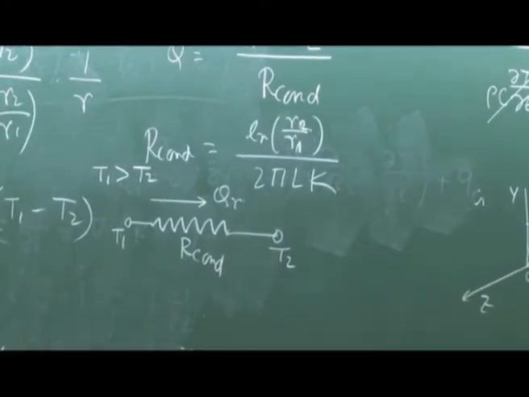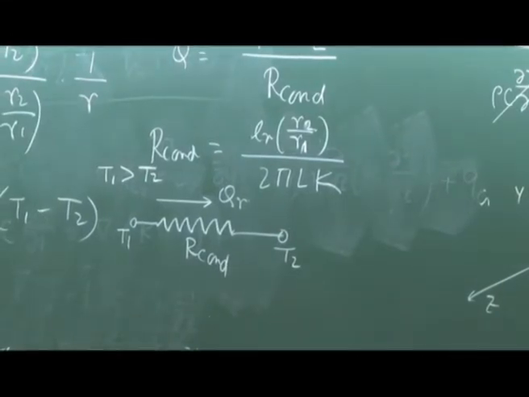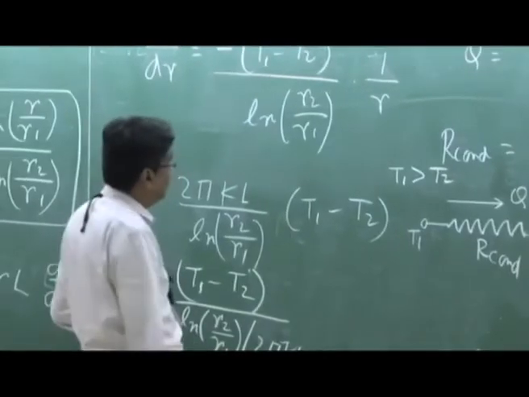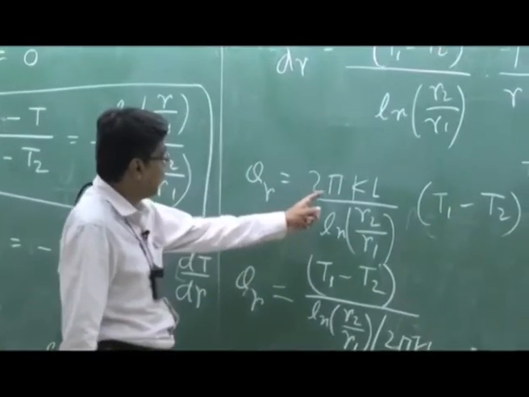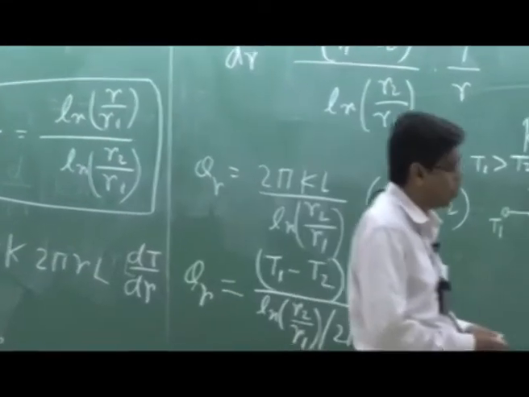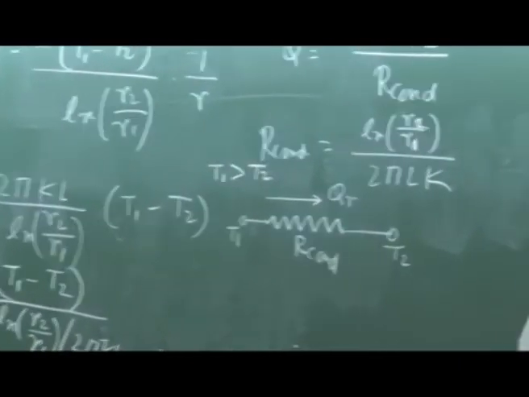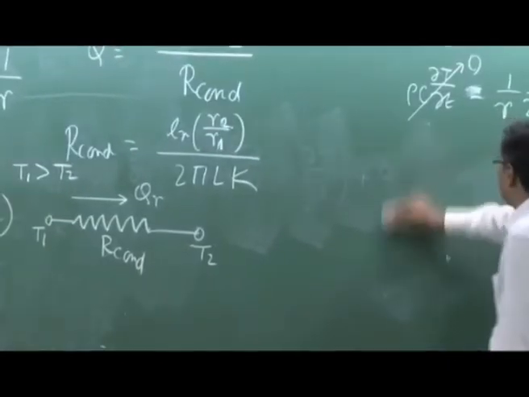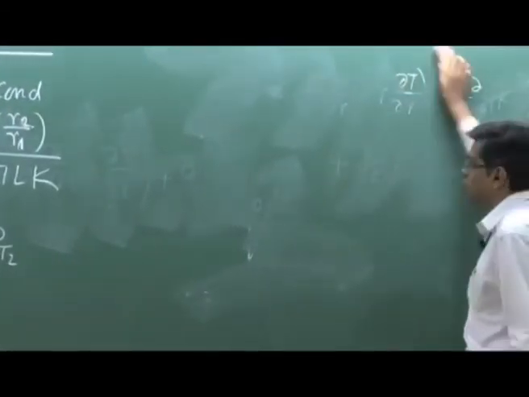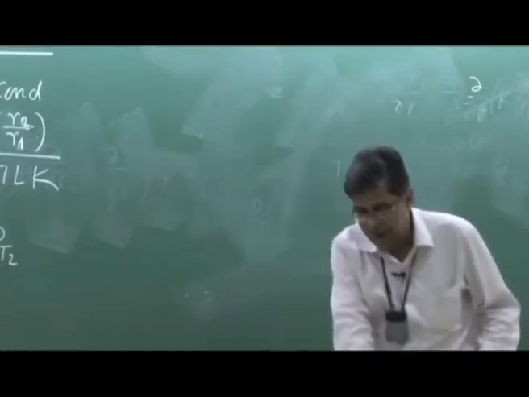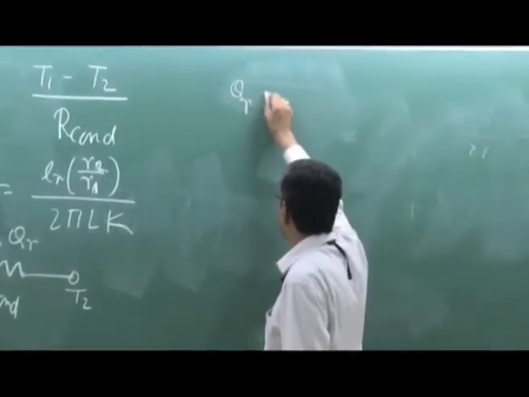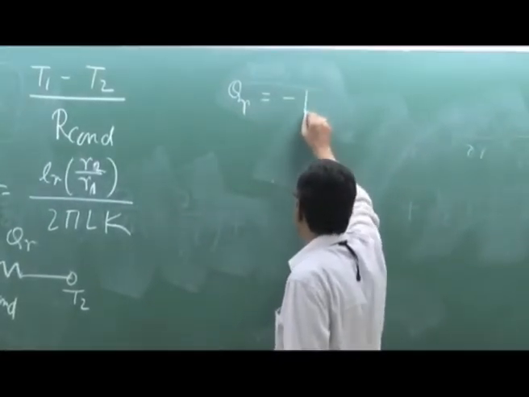Now this thing can also be deduced in a much simpler way. How? The same thing: Q is twice pi KL (T1 minus T2) divided by ln(R2 by R1). I am telling you another method which you often see in a book, because the previous one is a very generalized approach to find the temperature distribution. But another method is sometimes used, at any radial location, Q_r.